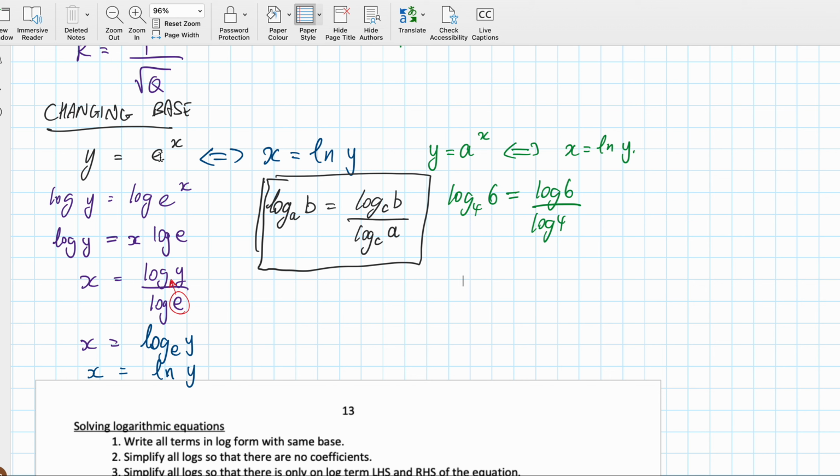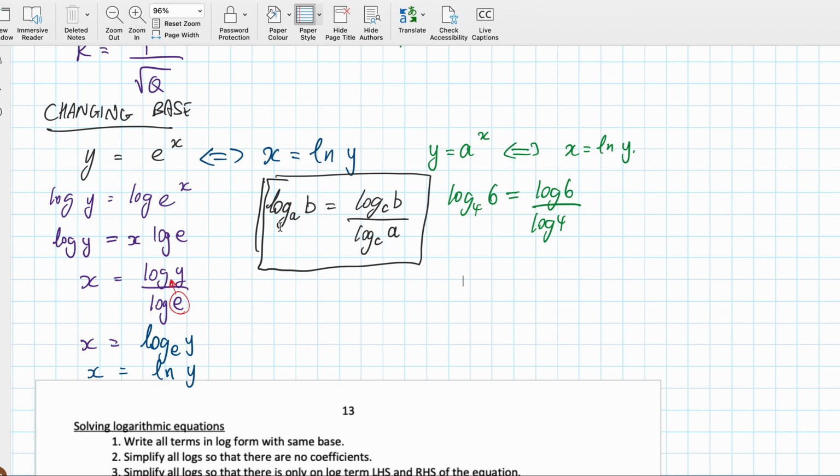Now our changing base rule means that I can bring that e here. So x is equal to log e of y. Now we know log base e is the same as ln, so I can replace it like that. So x is equal to ln y. So we can see that relationship between the natural exponential function e and its natural logarithm. We can rewrite this as y is equal to e to the x can be exchanged, with inputs and outputs, x is equal to ln y. Pretty cool.